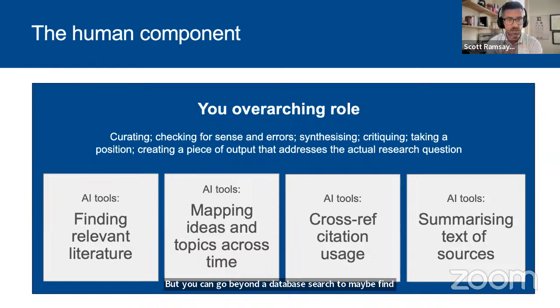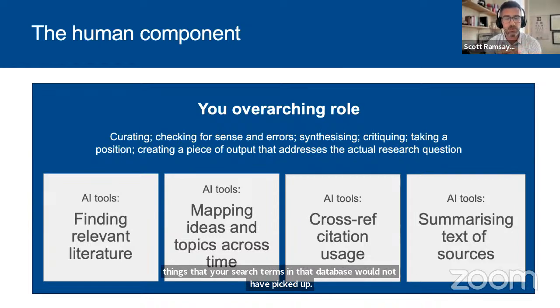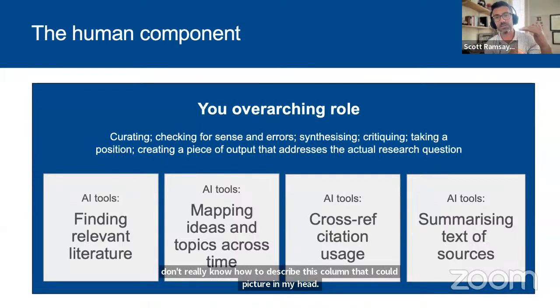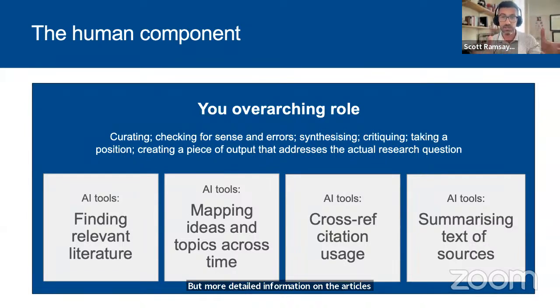The second box here says mapping ideas and topics across time. This is related to that same idea that if you give a topic to one of these tools, then you can see how that topic has developed across time. So one of the things that Research Rabbit will do is it won't just give you a network, it'll give you more detailed information on the articles that it's suggested to you in the results that it's giving back.